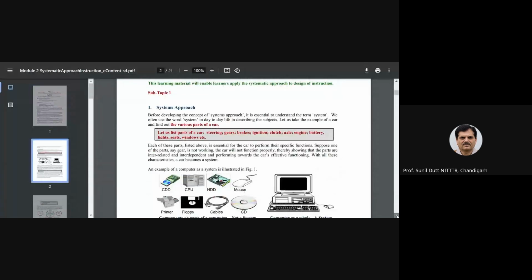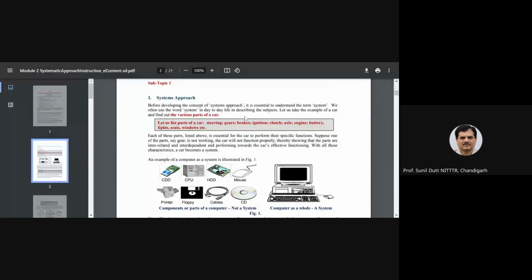System approach. Before developing the concepts of system, it is essential to understand the term system. We often use the word system in day-to-day life in describing the subject. Let us take the example of a car and find out the various parts of car. So I have highlighted this. There are number of examples I have given.